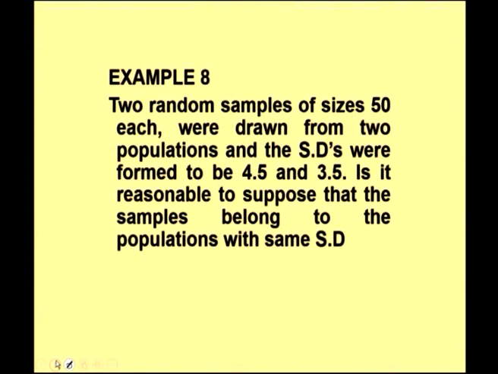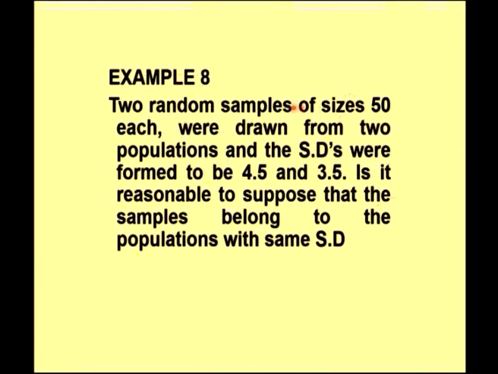Already 7 examples have been worked out in the large sample test of significance in the earlier sessions. So, in continuance with those, the next example is example 8. 2 random samples of sizes 50 each were drawn from 2 populations and the standard deviations were found to be 4.5 and 3.5. Is it reasonable to suppose that the samples belong to populations with the same standard deviations?